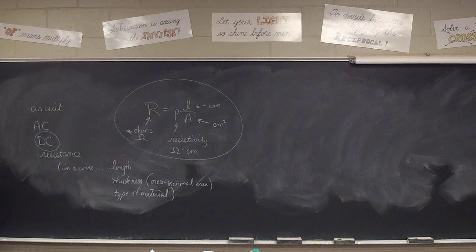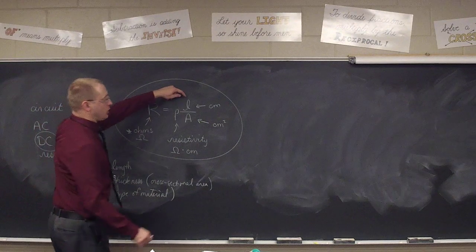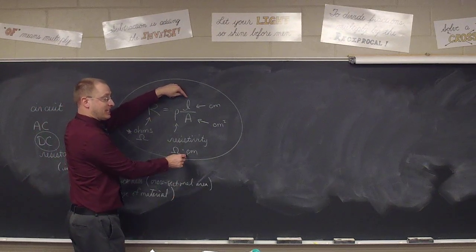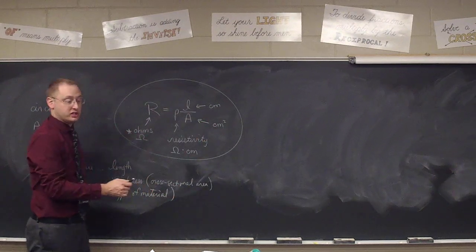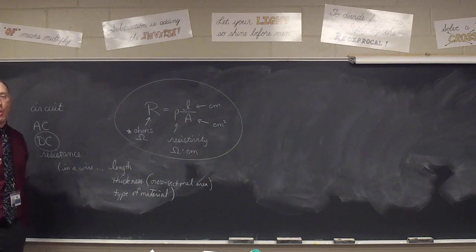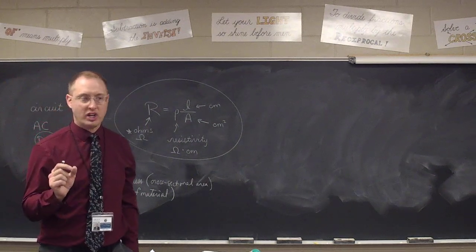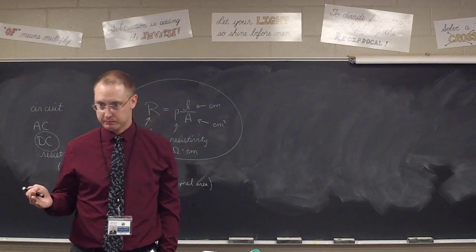And there's your first equation for chapter 25. Resistance in a wire, R, is equal to the resistivity of the material times the length of the wire divided by the cross-sectional area of that wire. You'll notice that the centimeters for the length and the centimeters for the resistivity together cancel with the centimeter squared for the cross-sectional area.